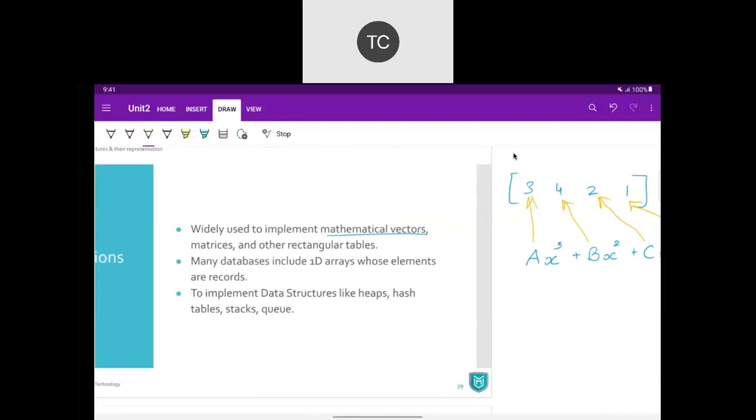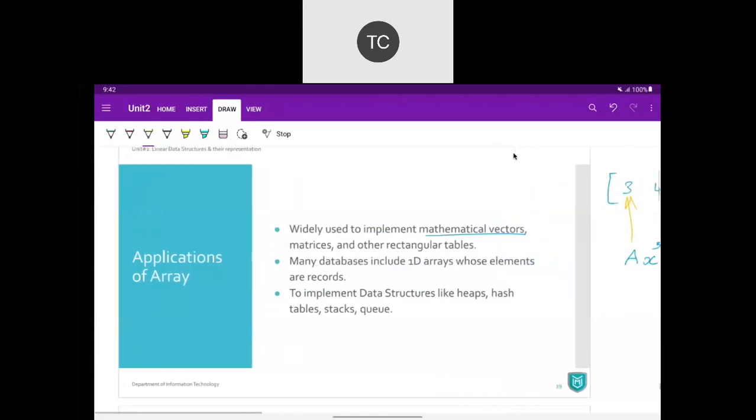What if you have system of equations? More than one equation you have. Then instead of vector, you need matrix. Yes or no? If you do have two equations, then there will be two vectors. Instead of having two different vectors, we have a matrix with two rows. So that will be the example or the application of 2D array. So mathematical vectors, matrices, maybe rectangular, any kind of rectangular table.